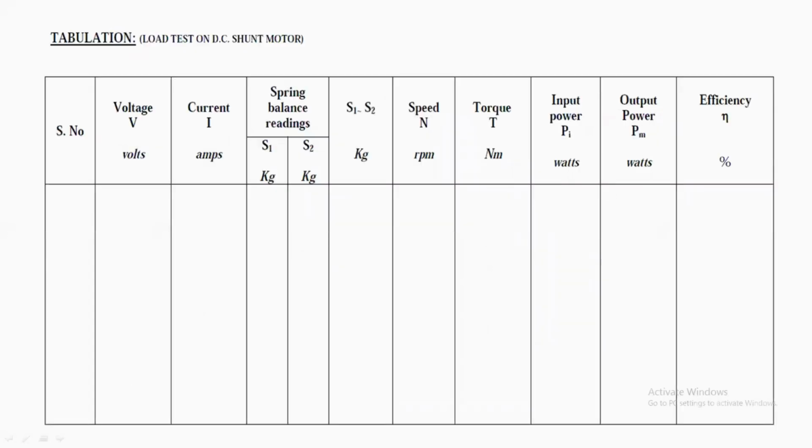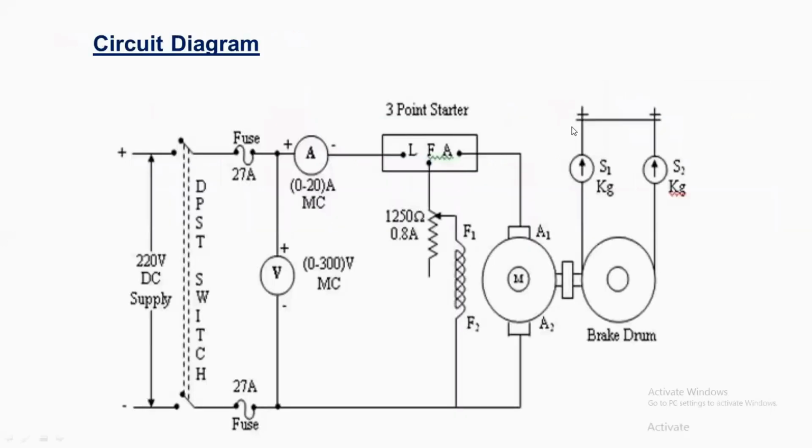The readings are marked in this tabular column. Here the voltmeter reading, supply voltage, the no load reading. The no load reading means this belt arrangement is completely free. The belt is not connected to its brake drum. The motor freely rotates. At that time, take the reading.